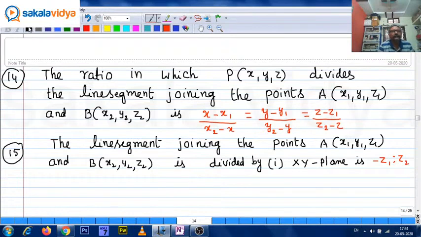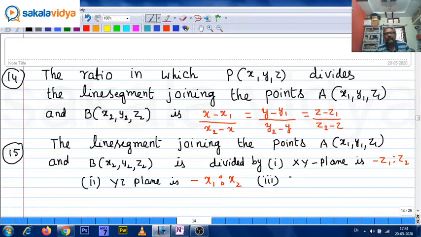Second point, the yz plane: that is minus x1 is to x2. Third point, the zx plane is minus y1 is to y2.